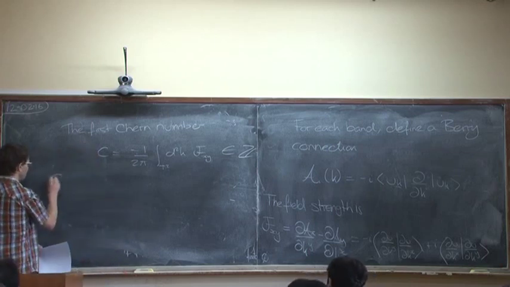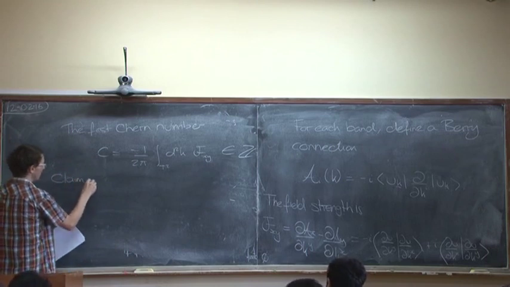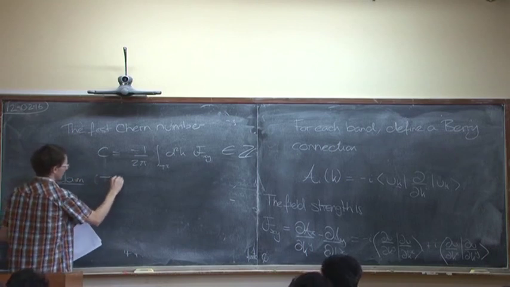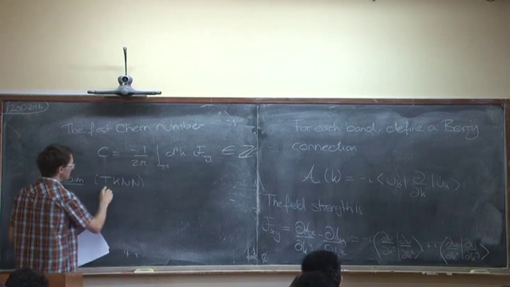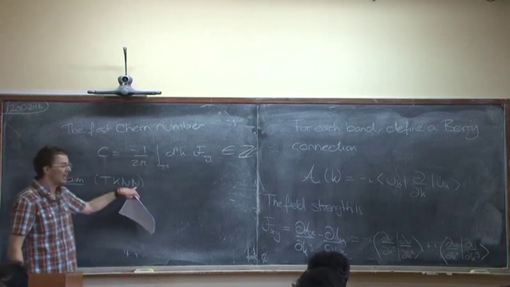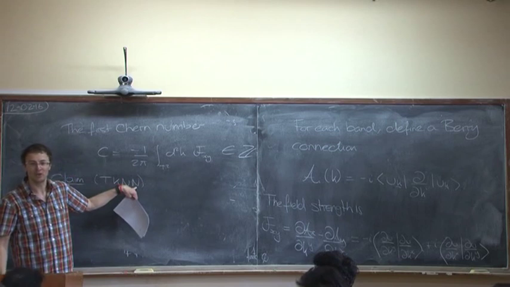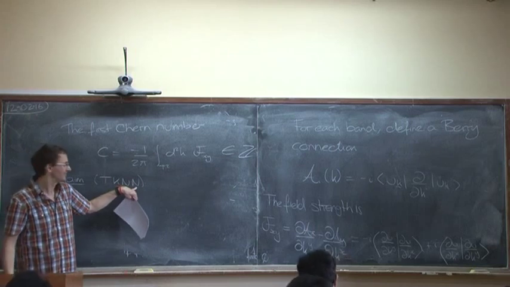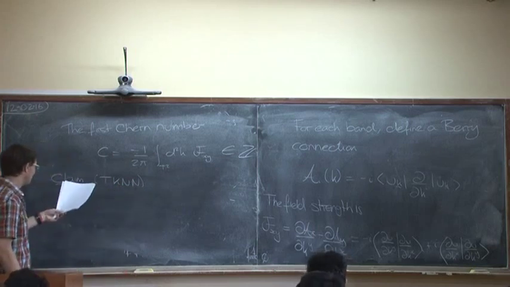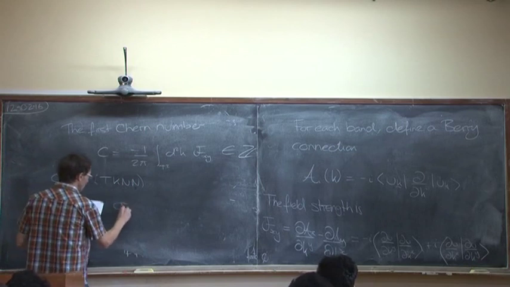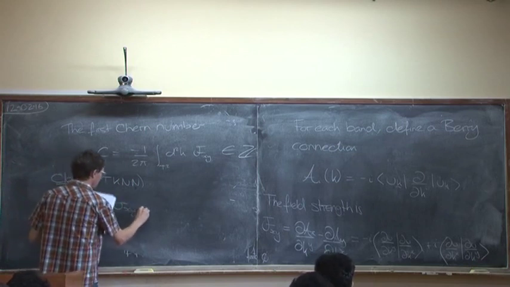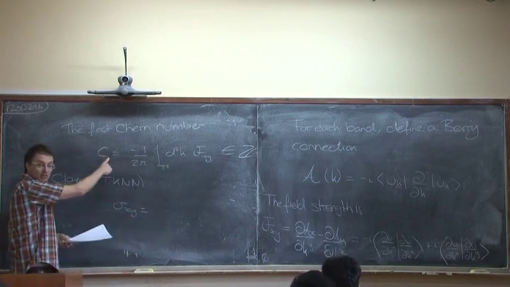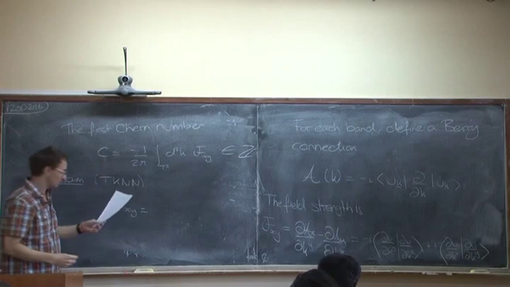Okay, so here's the claim. It's a claim by TKNN. TKNN stands for Thouless, Kohmoto, Nightingale, and one of these Dutch names that no one else knows how to pronounce. It's written in Nijs, and it's probably pronounced something like that. And the claim is it's a completely gorgeous formula. It's the following: that this very abstract object that we're computing is the Hall conductivity.